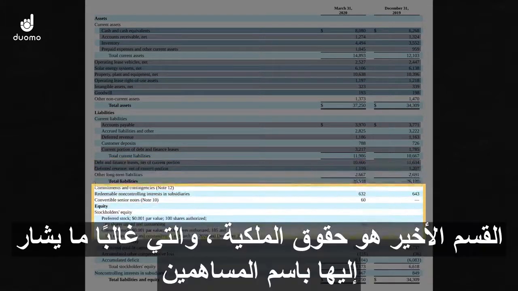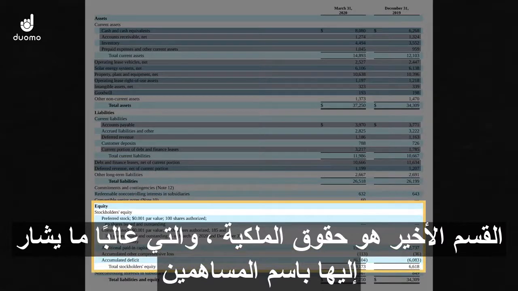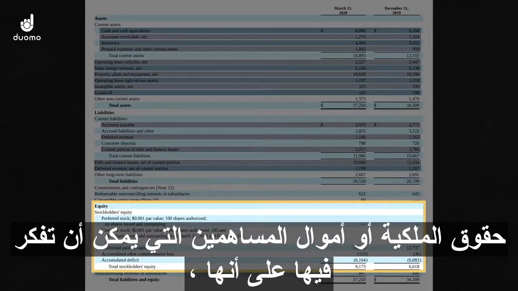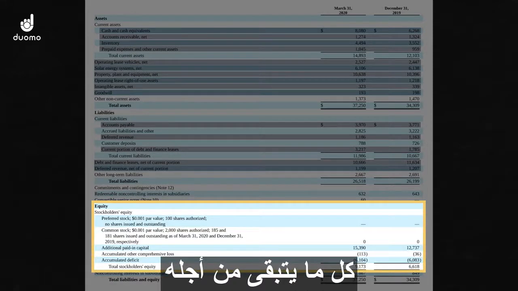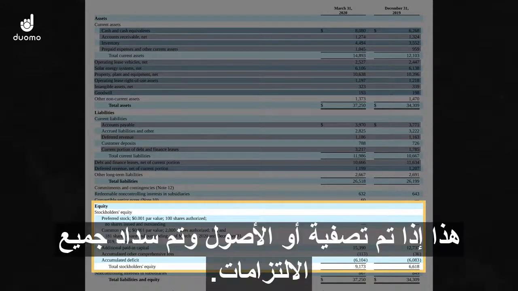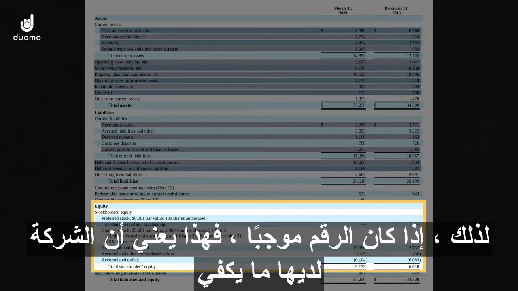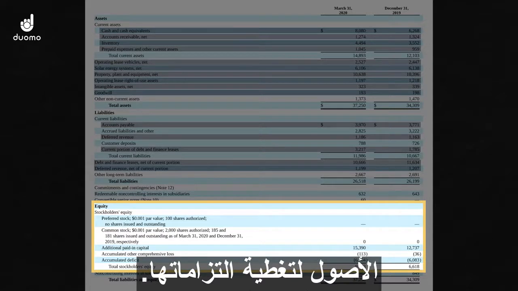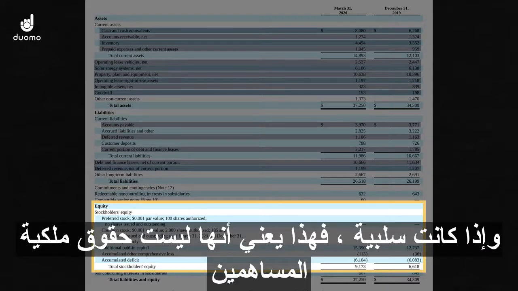The last section is equity, which is often referred to as shareholders' equity or shareholders' funds. You could think of this as being whatever would be left over for shareholders if all assets were liquidated and all liabilities were paid off. Therefore, if the figure is positive, it means the company has enough assets to cover its liabilities, and if it's negative, it means that it doesn't.